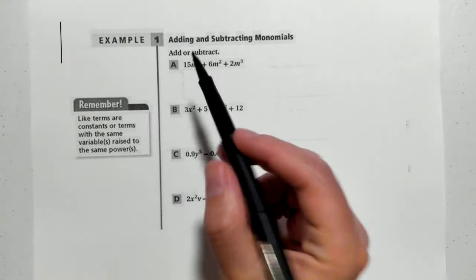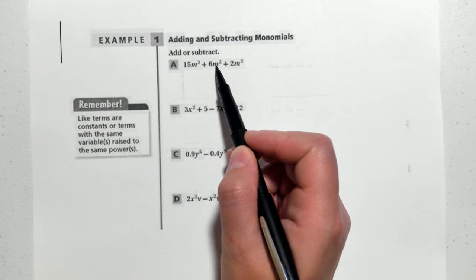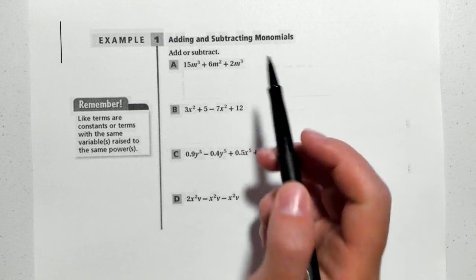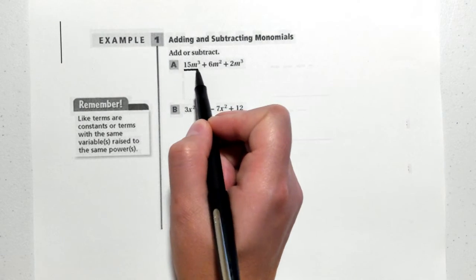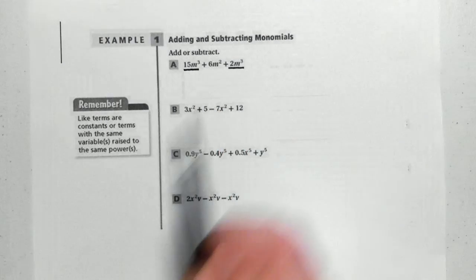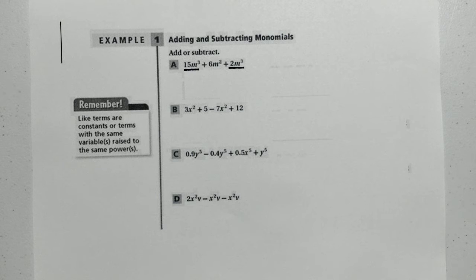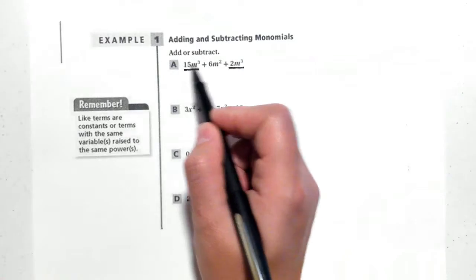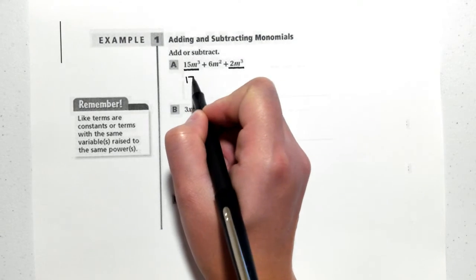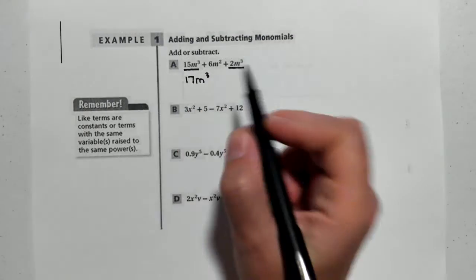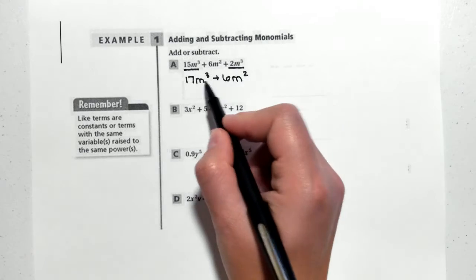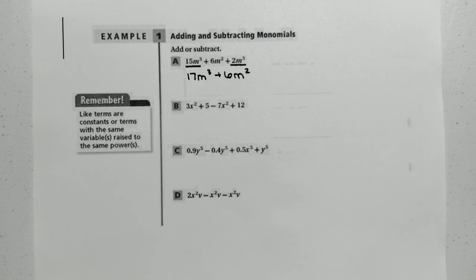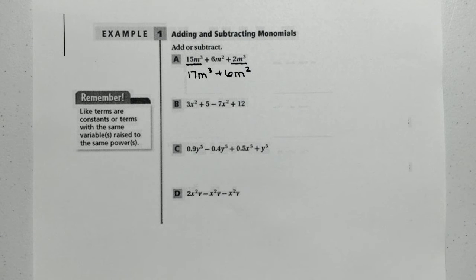So A, I have 15m cubed plus 6m squared plus 2m cubed. I have two terms with m cubed, so those are like terms. 15m cubed and 2m cubed can be added together. So 15m cubed plus 2m cubed, 15 plus 2 gives us 17. So we're going to have 17m cubed. And then I add 6m squared. m cubed and m squared are not like terms, so you can't add them together.